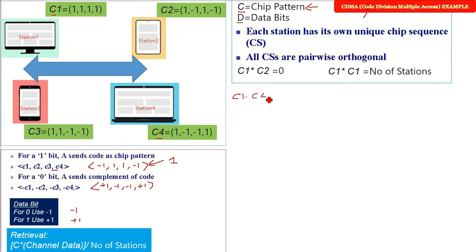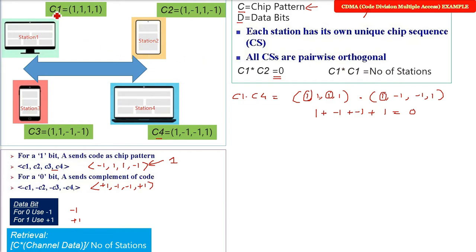Let us take C1 and C4. Now C1 is 1, 1, 1, 1 and C4 is 1, -1, -1, 1. We are taking the codes assigned to station 1 and station 4. Multiply 1 with 1, you get 1. Second, 1 into -1 is -1. Third, 1 with -1 is -1. Fourth, 1 with 1 is 1. Now you add them, and you will get a 0. You take any pair of these code sequences and take the inner dot product. It should show the orthogonality pairwise.